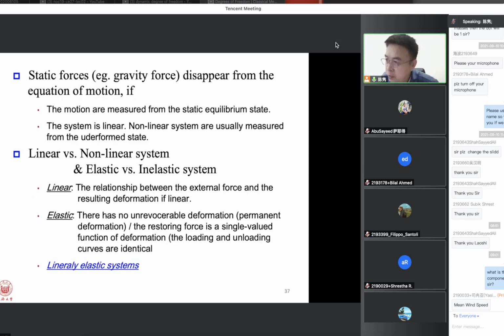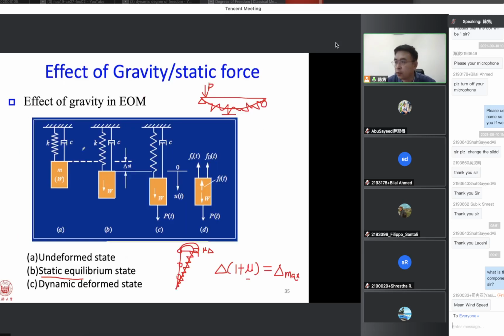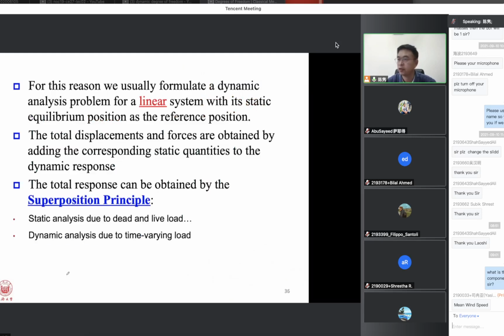If it's a nonlinear case, you must derive the equation of motion from the very beginning. Let me go back. We used linear stiffness K just now. If this is a nonlinear one, you cannot derive the equation from this position, because in a nonlinear case, the force depends on its history, on how it varies from here to here. So you must derive the equation from this position. You cannot use this one, because this is only applicable to linear systems.